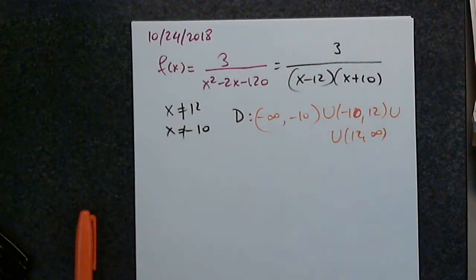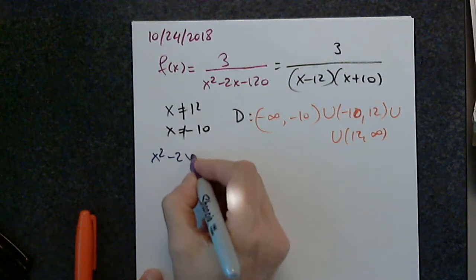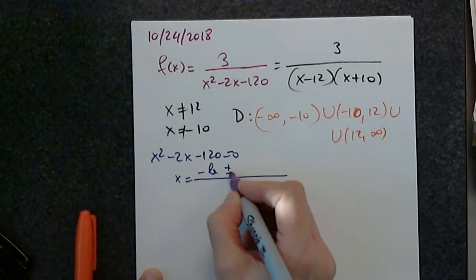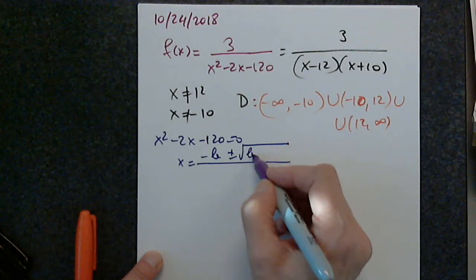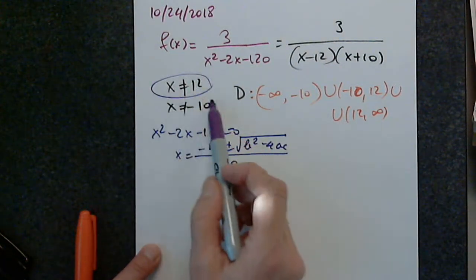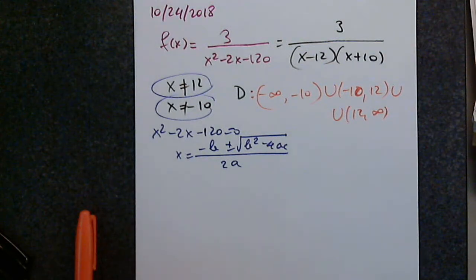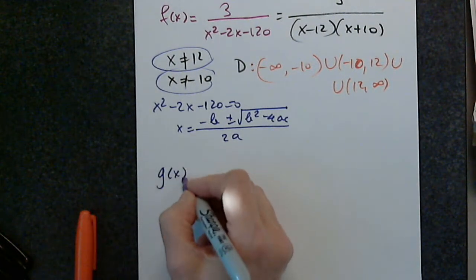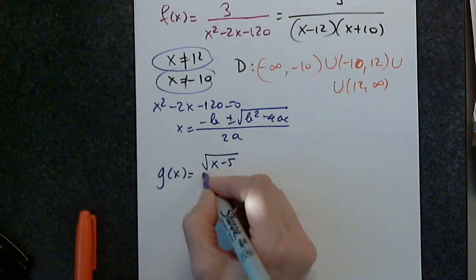You will set that equal to 0 and write negative b plus or minus the square root of b squared minus 4ac. So you will write x squared minus 2x minus 120 equals 0, and then you write the quadratic formula, negative b plus or minus the square root of b squared minus 4ac over 2a. And you will definitely get the same solutions. And you will exclude them from the domain. Better? Yes. Perfect.